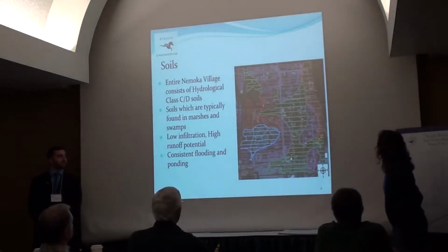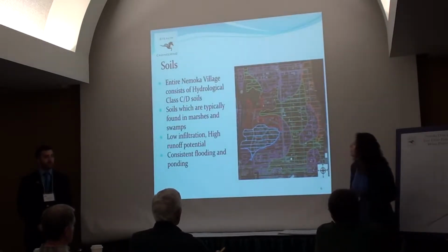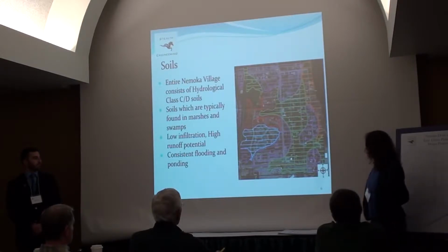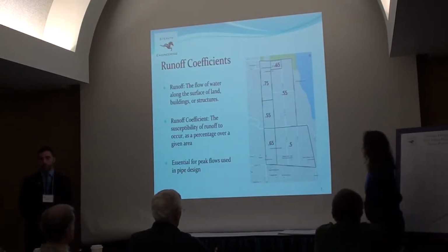This is a map of the distribution of soils in our area. The area is categorized as a dry wetland, so all the soil is pretty marshy. It's in class C and D. Because it's so marshy, it's filled with water, so it has very poor infiltration and high potential for runoff. These are some of the bigger contributors to why it was flooding and ponding so much in the area.